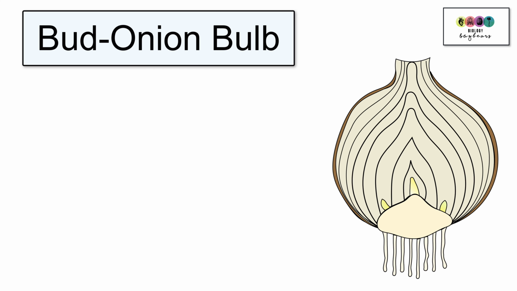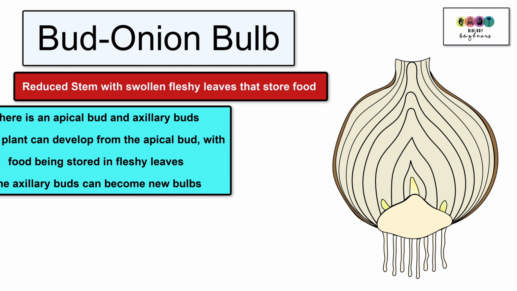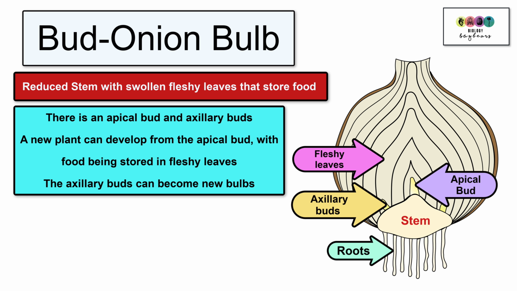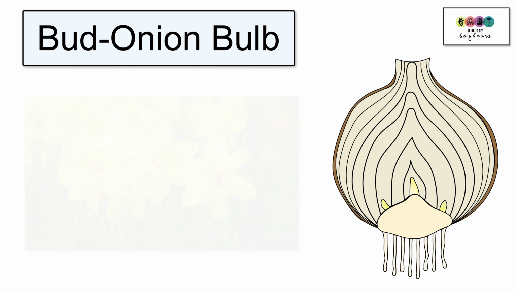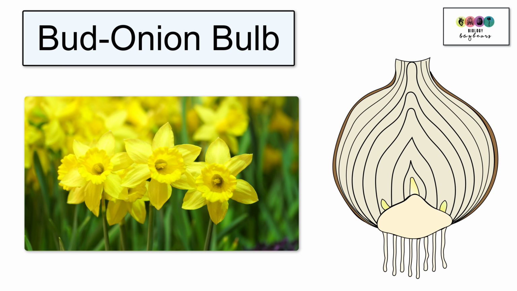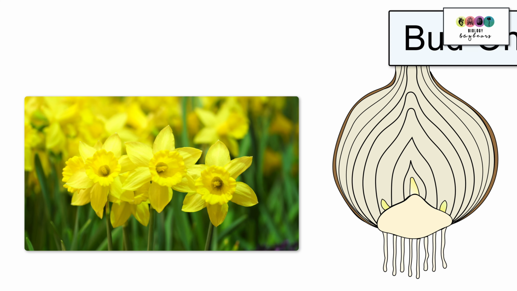Next example is the bud, and it's really the onion bulb. It's a modified bud. So when you look inside the onion bulb, you'll see there's a reduced stem, there's an apical bud, there are axillary or lateral buds, and there are these swollen fleshy leaves that store food, and there are also the roots. In spring, the new plant develops from the apical bud, and it will photosynthesize and send food down to the axillary or lateral buds, and these can become new bulbs, which will do the same the following spring. Daffodils are an example of another plant that will form bulbs.